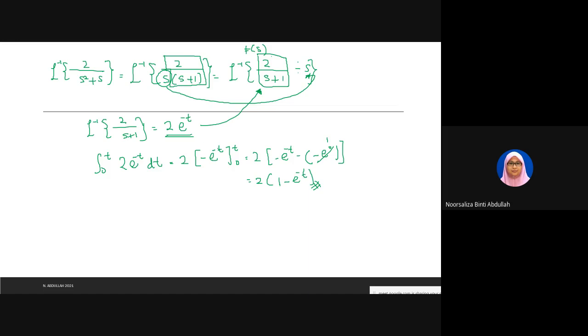This one is if you use the transform of integral. You can use another method, which is partial fraction. If the question doesn't mention which method to use, then you can use any method that is easy. And for partial fractions, the formula is 2 over S and also S plus 1, right? Yes. Okay.